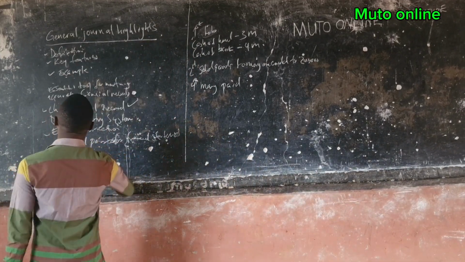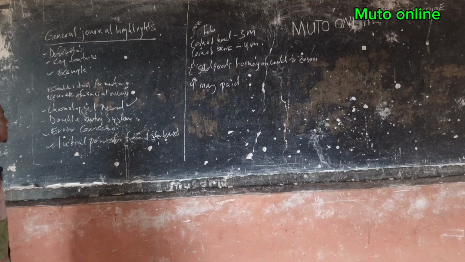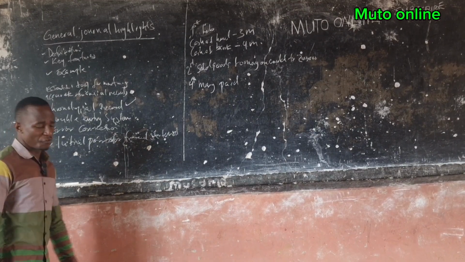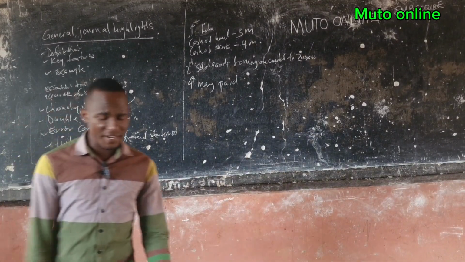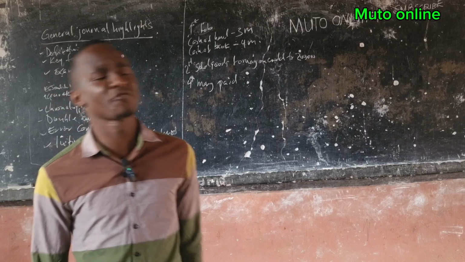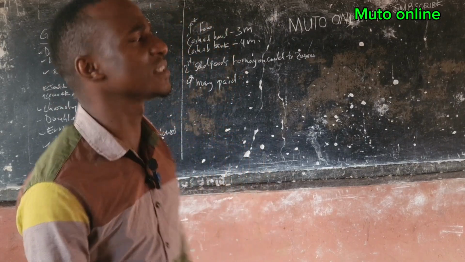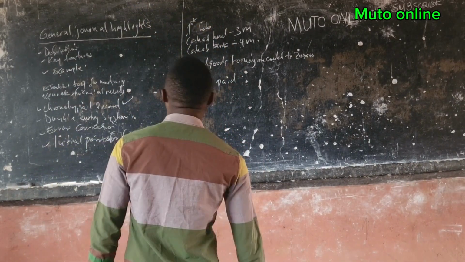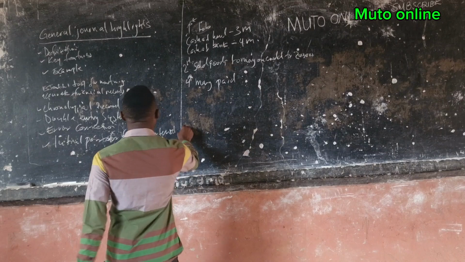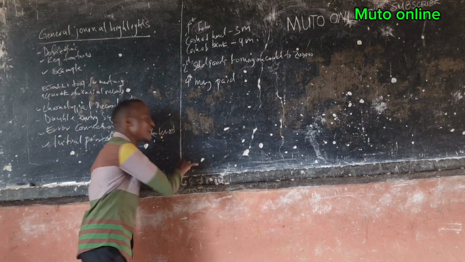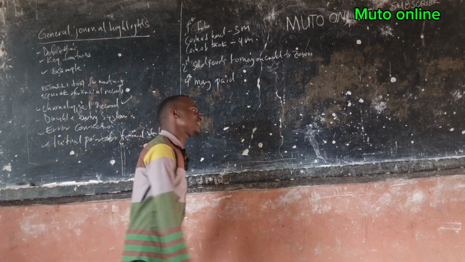Secondly, the general journal helps us follow the process called the double entry system. What is a double entry system? A double entry system is the system that all business transactions obey.